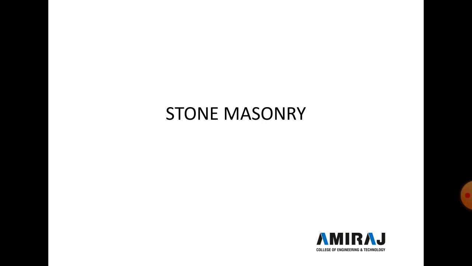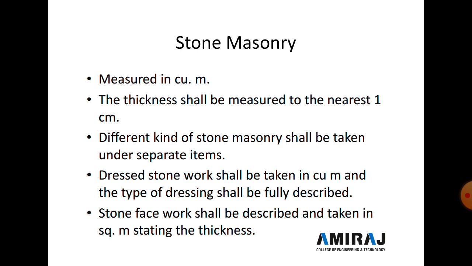Next topic is stone masonry. Stone masonry work shall be measured in cubic meters. The thickness of the wall shall be measured to the nearest 1 centimeter; a fraction of 0.5 centimeter and above shall be measured as 1 centimeter, and a fraction below 0.5 centimeter shall be ignored. Different kinds of stone masonry, such as random rubble masonry, coursed rubble masonry, ashlar masonry etc., shall be taken as separate items.